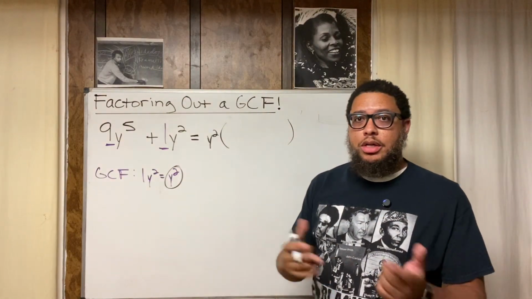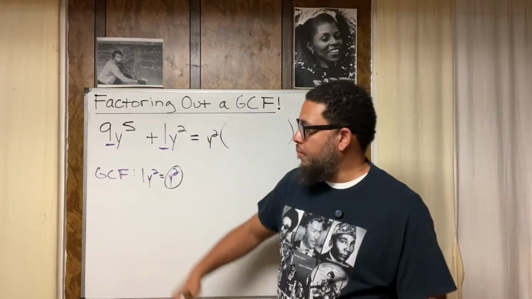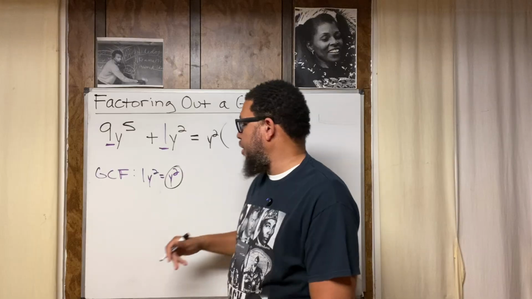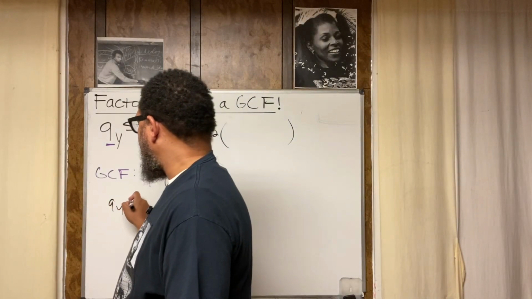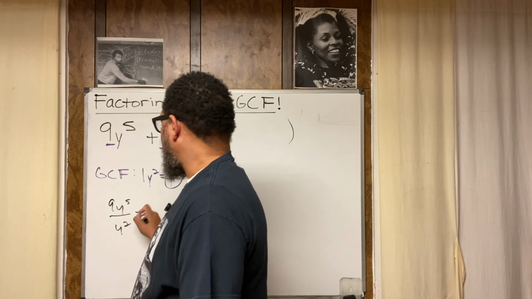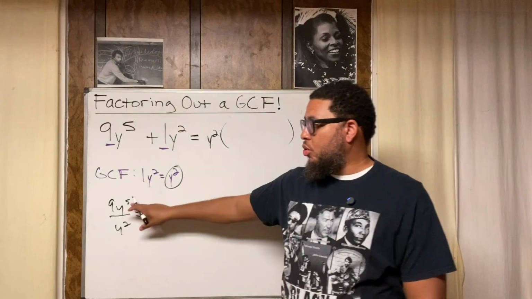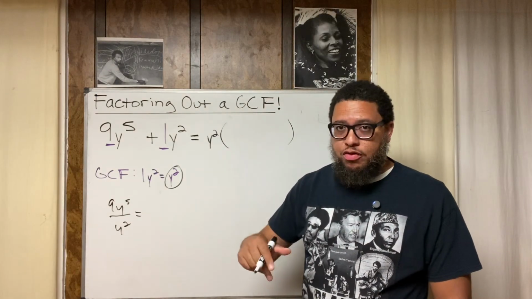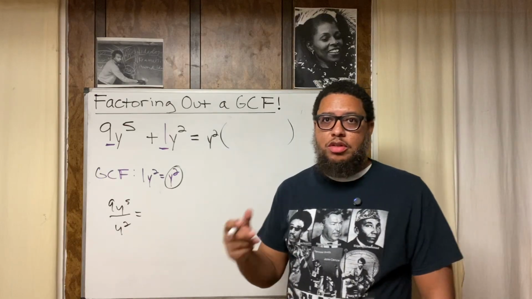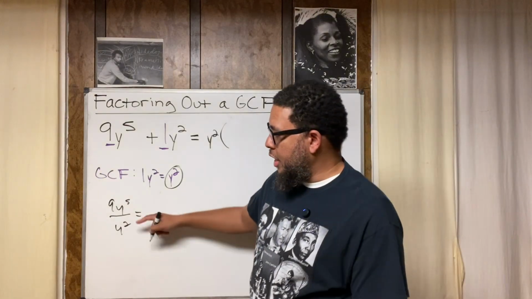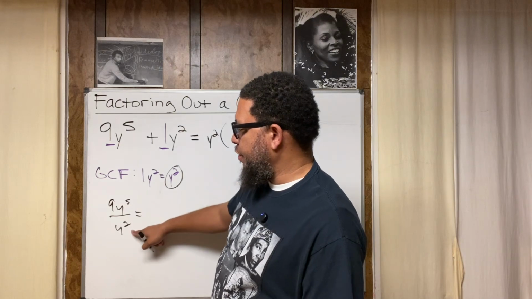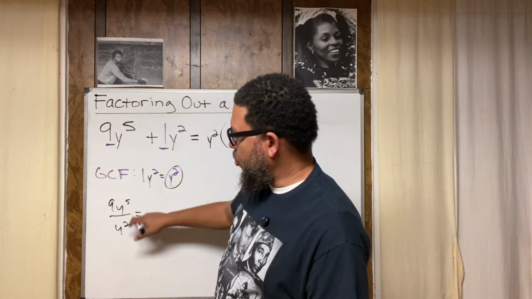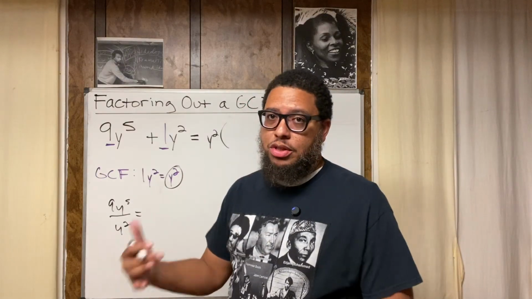All right. Now, where do the terms come from? We're going to do some division. We're going to divide the first term by the GCF. So that means we're going to do 9y to the fifth divided by y squared. Now, you got to know how to do this. You got to know the exponent properties of division, right? One of them is the exponent property of division, or what we call the division rule, which says that when you're dividing the same variable or the same number, you subtract the exponents. So you do 5 minus 2, which gives us 3, right?